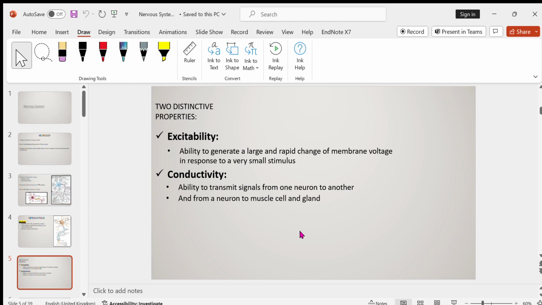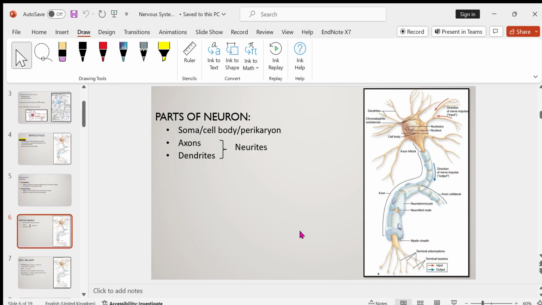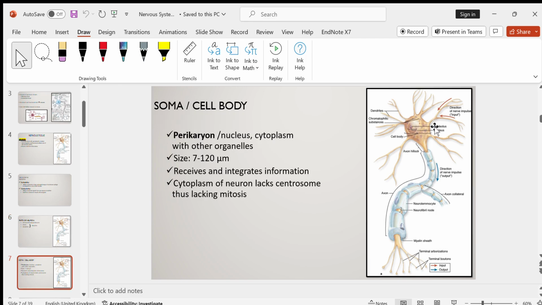What is excitability? That the neurons are able to respond to a stimulus. So they are excitable. And what is conductivity? That the neurons are able to conduct many signals. So they have the property of conductivity. The various parts of the neurons are the soma or the cell body, the axon, and the dendrites. So the neuron has three parts.